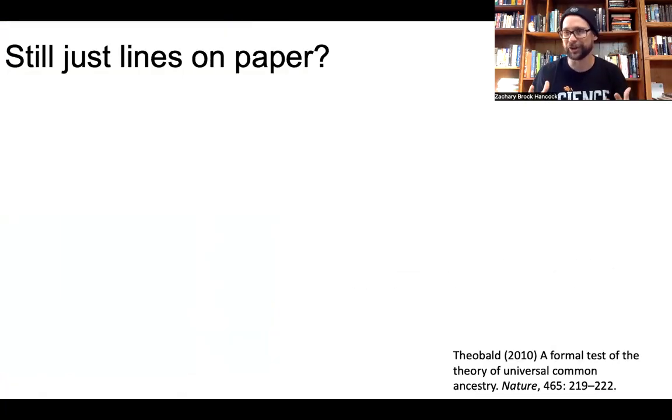I think I've shown pretty clearly that phylogenies are not just lines on paper, right? They are a statistical representation of the data itself.